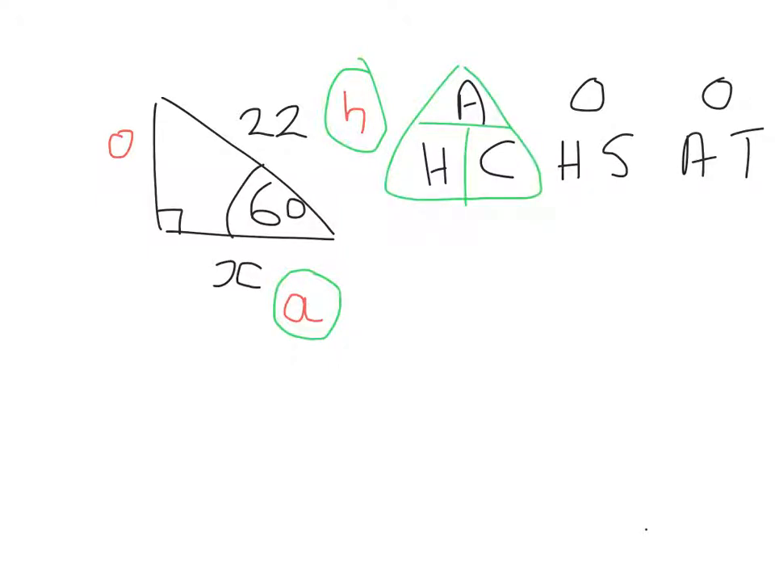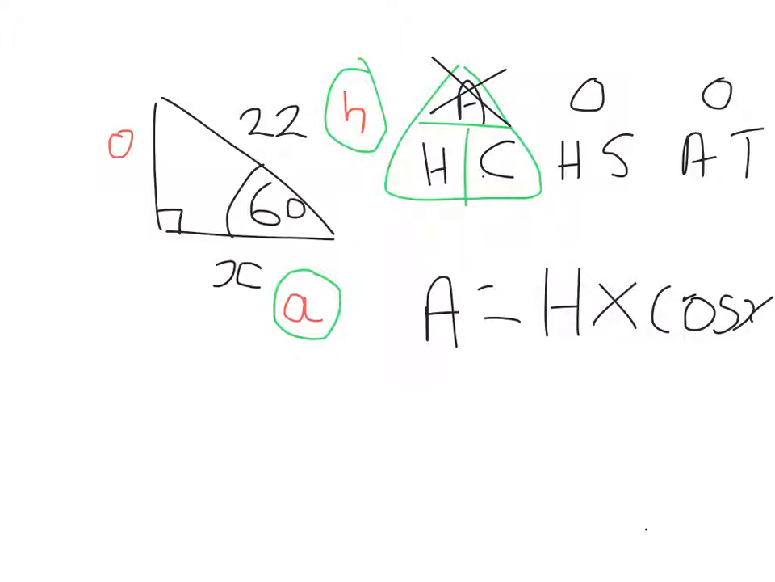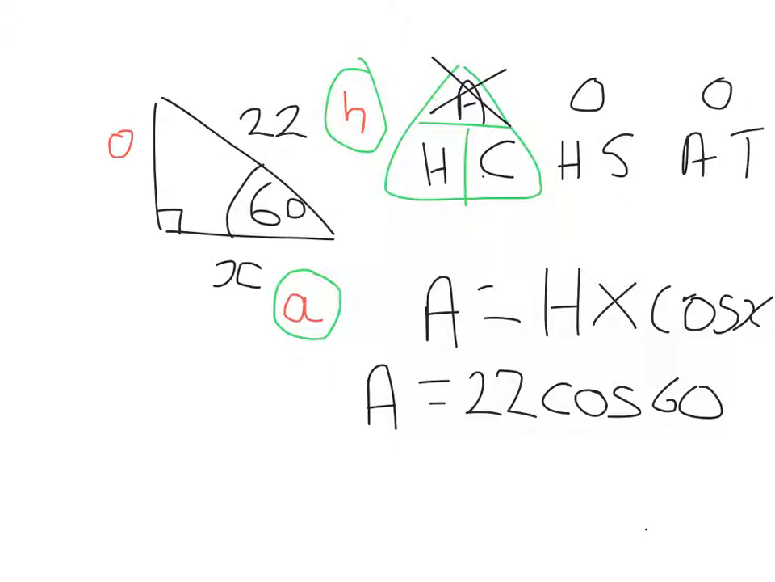So we cover up the bit that we want, and we want A. So if we cover up A, we've got A is equal to hypotenuse times C, which is cos of my angle. So I've got A is equal to hypotenuse is 22 times cos of my angle, which is 60. If I put that on my calculator, 22 times cos of 60, I get 11, and that would be centimetres.